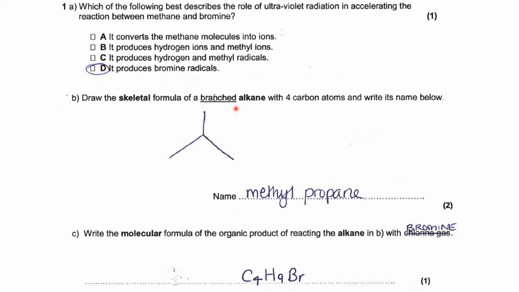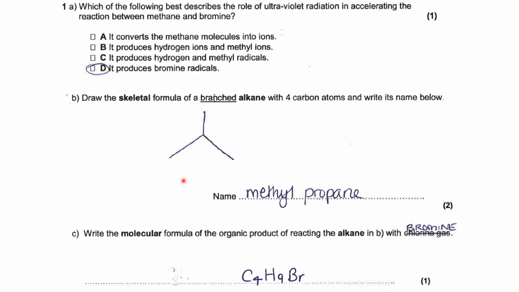Here we're drawing a branched alkane with 4 carbons. Therefore, best to draw 3 first and then figure out where you can put the last branch, or the methyl group, and it can only go in the middle. If it goes on either of the ends, it then becomes part of the parent chain and no longer a branched chain alkane.